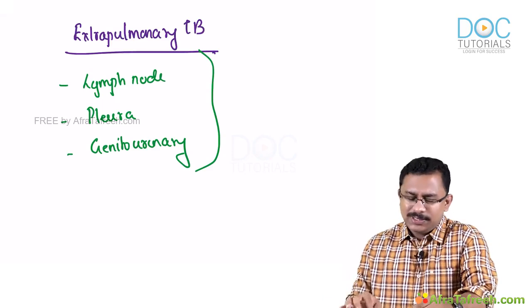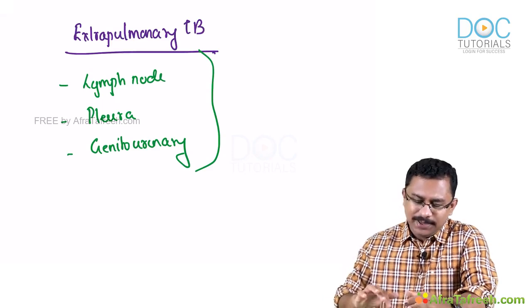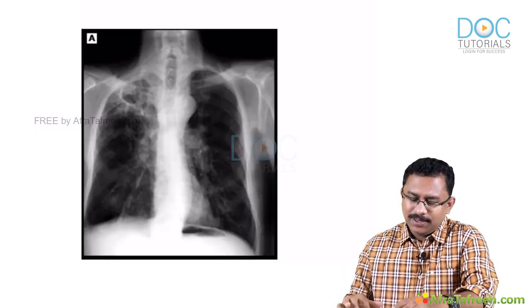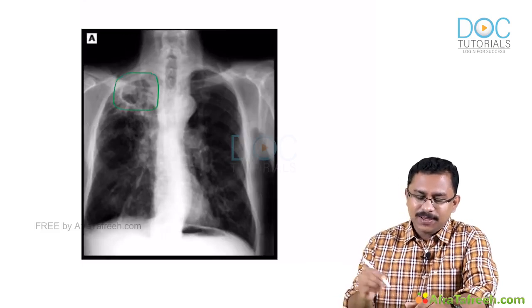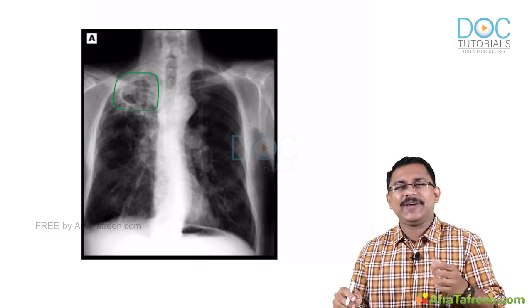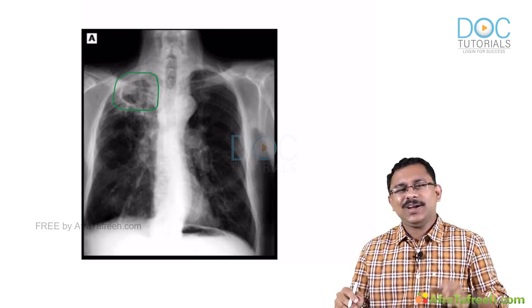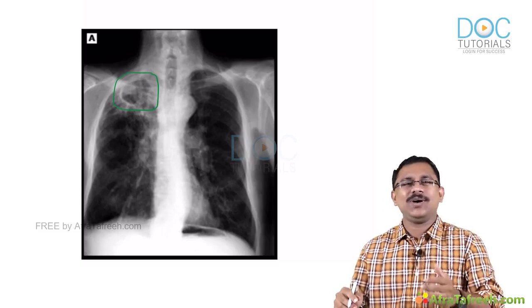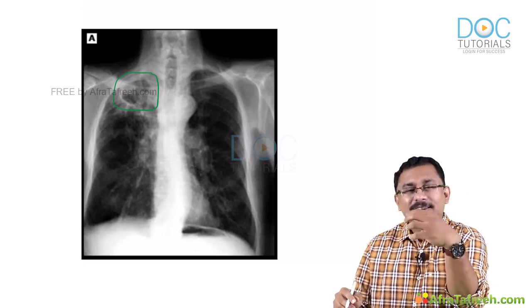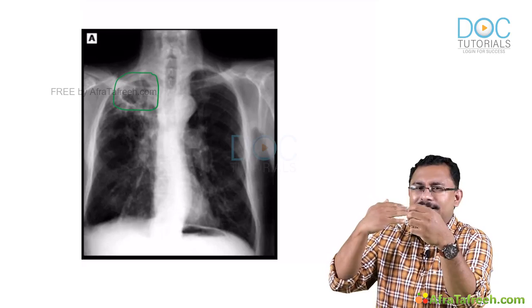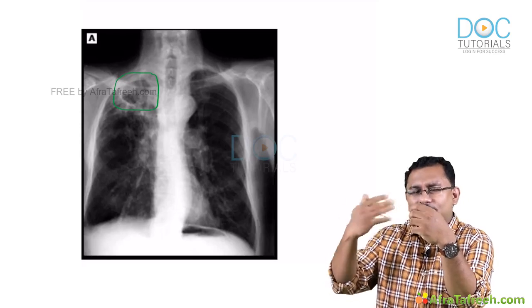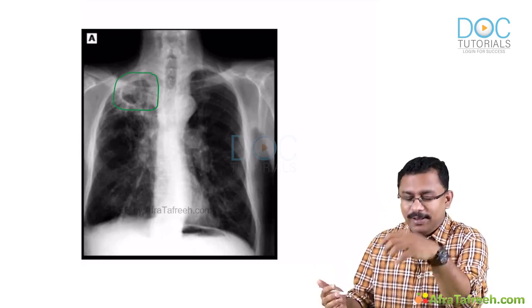Okay, so let's look at a few X-rays here. This is a secondary tuberculosis. He has developed a cavity, so you can say it's an active case of tuberculosis. Why do I say it's an active case of tuberculosis? Because this cavity will have a lot of bacilli, and when he is coughing, by the droplets, there is a chance that others can get the infection.